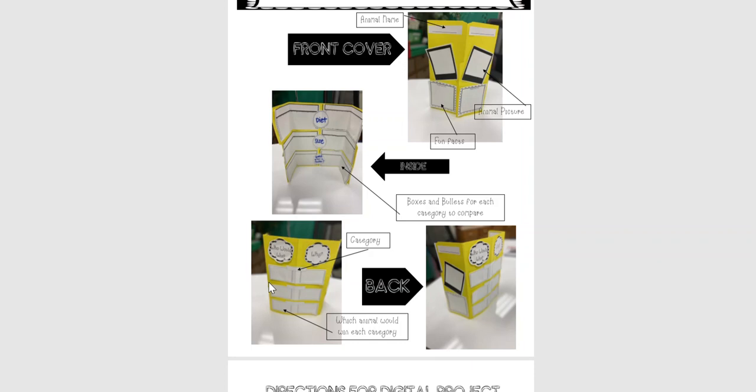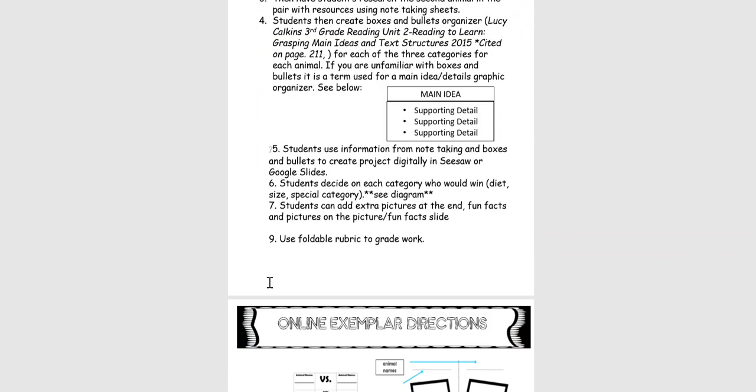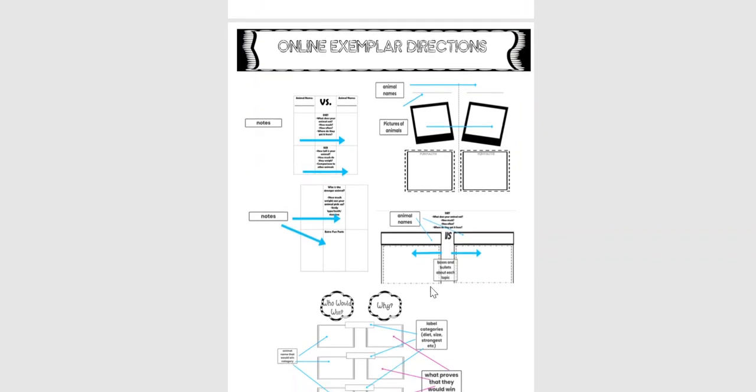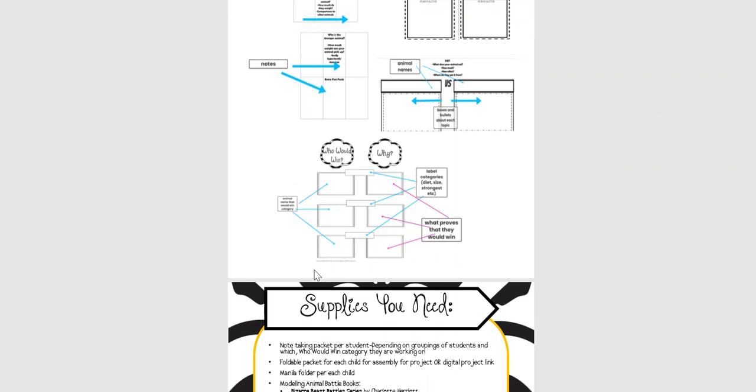And then they're going to decide between the 2 animals who would win that category. So this is also for the online example. It's showing you the charts when they do it online. Obviously they're not cutting and pasting it on a file folder. So this is what it's going to look like online and how they would fill it out.